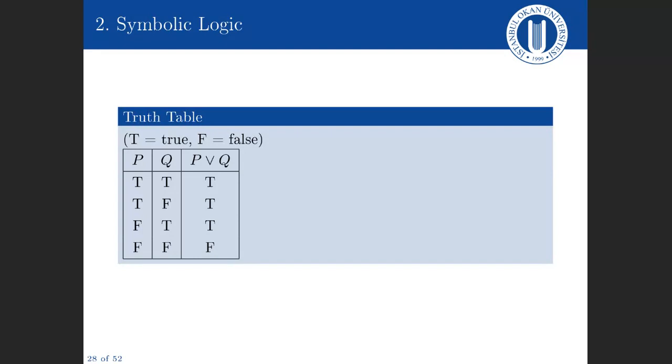We can understand or using a truth table. We have 2 propositions, P and Q, and each one of them can be true or false. So we have 2 multiplied by 2 or 4 rows in our table. We have all of the possibilities. True, true, true, false, false, true, or false, false.